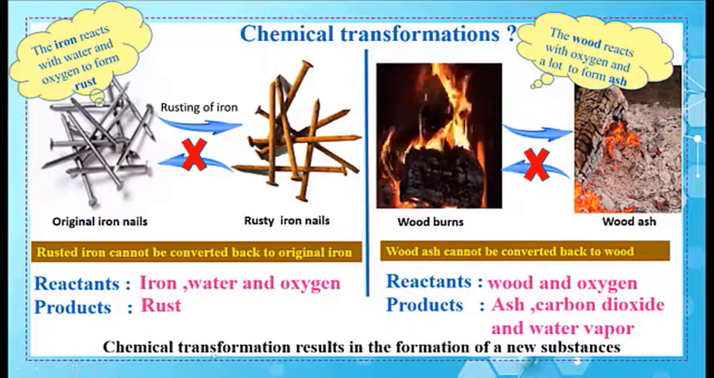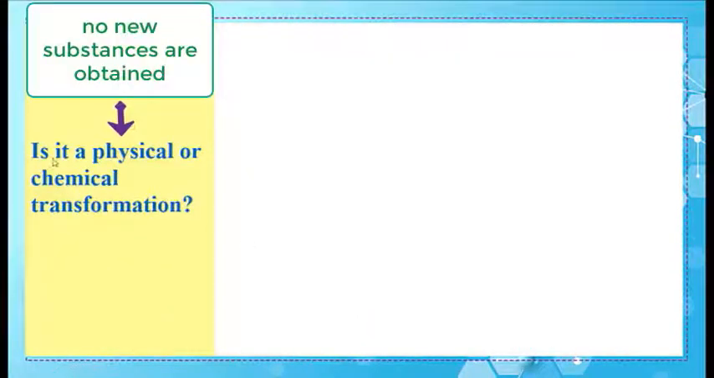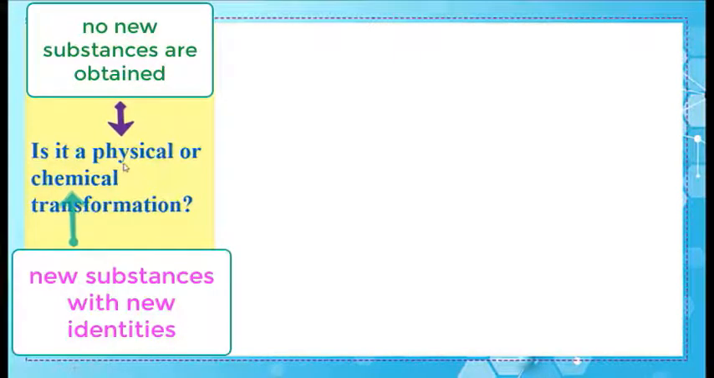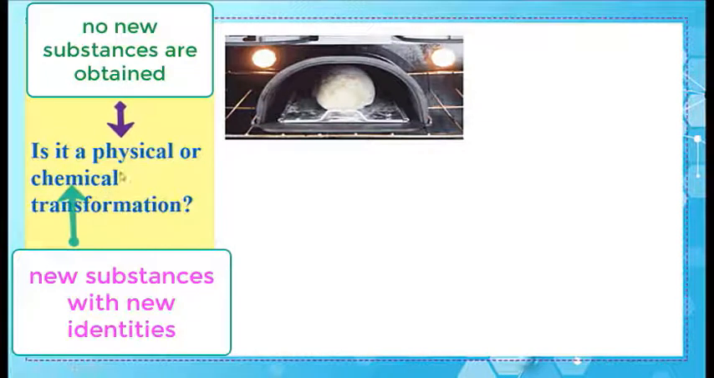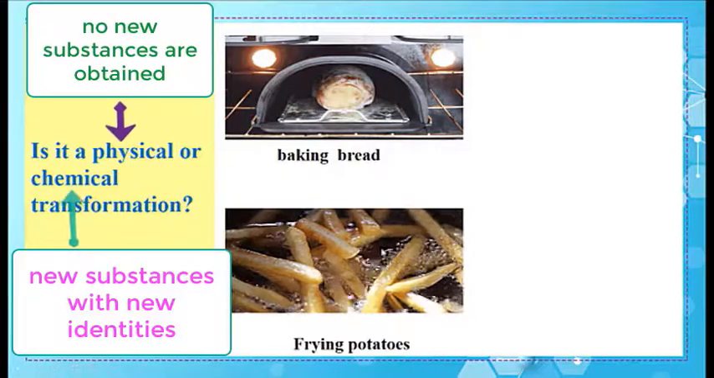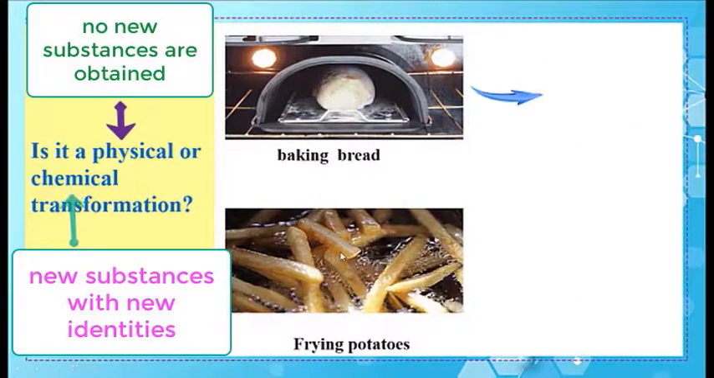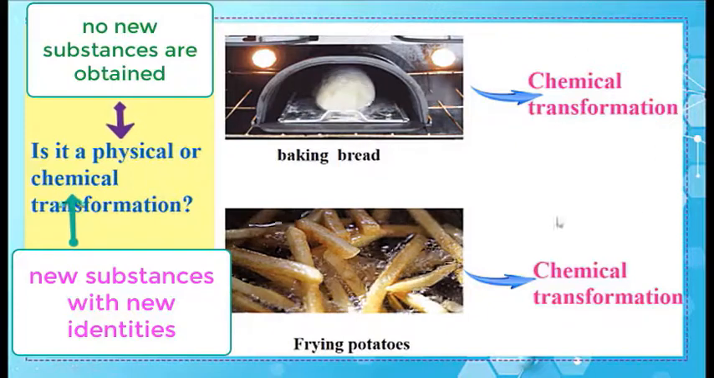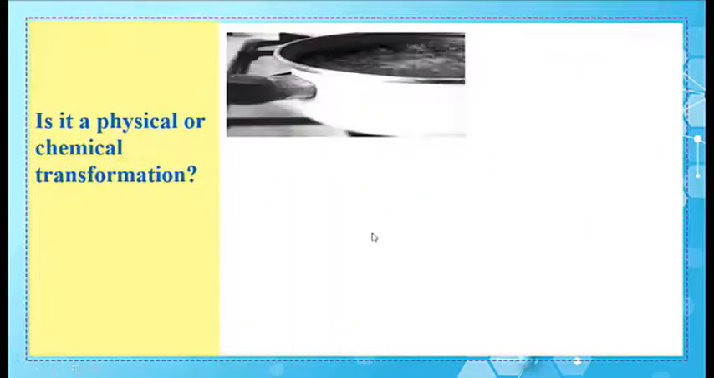Wonderful. So, chemical transformation results in the formation of new substances. You are good. Now, let's classify some transformations into physical, where no new substances are obtained, or chemical, with new substances. Starting from dough, upon baking it, it becomes bread. Do we obtain a new substance here? What about frying potatoes, starting from raw potato to obtain the fried potatoes, which is delicious? Both are chemical, where new substances are obtained, bread and the fried potatoes.